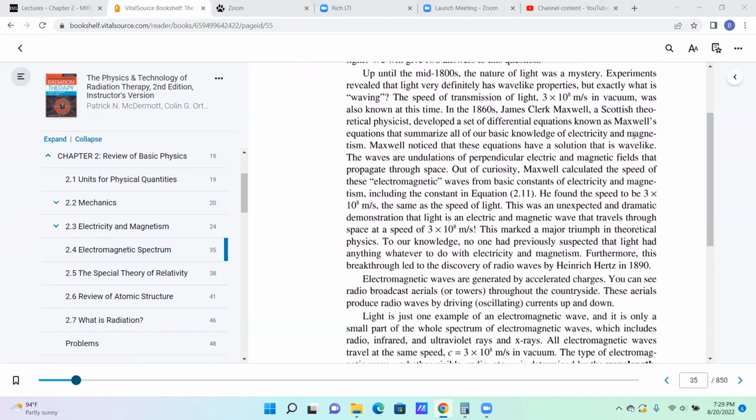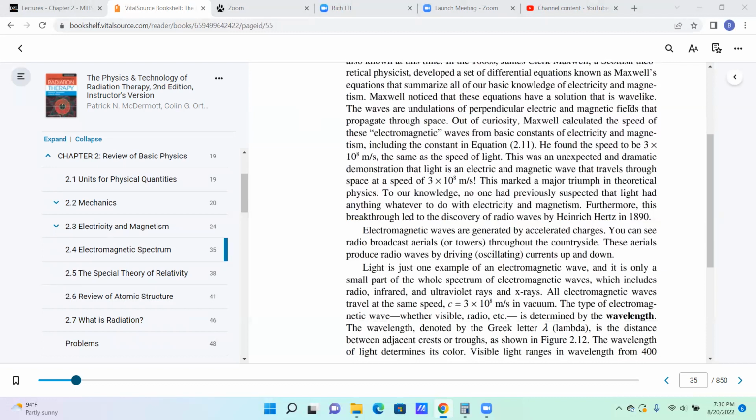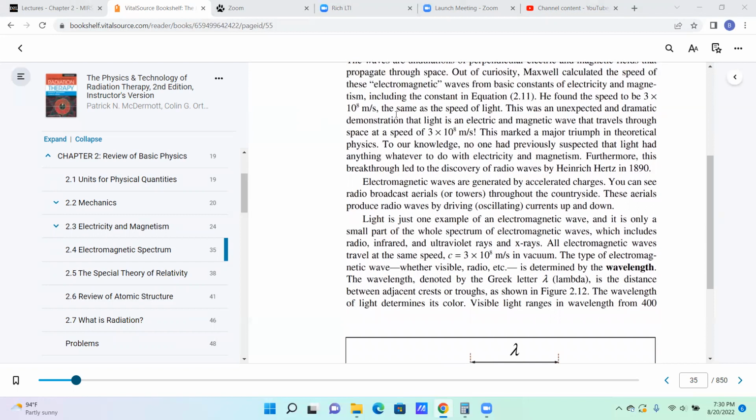James Clerk Maxwell, really interesting character, developed a set of differential equations known as Maxwell's equations that summarize all of our basic knowledge of electricity and magnetism. He noticed that the equations have a solution that is wave-like. The waves are undulations of perpendicular electric and magnetic fields that propagate through space. Out of curiosity, Maxwell calculated the speed of these electromagnetic waves from basic constants of electricity and magnetism. He found that the speed of light was 3 times 10 to the 8th meters per second.